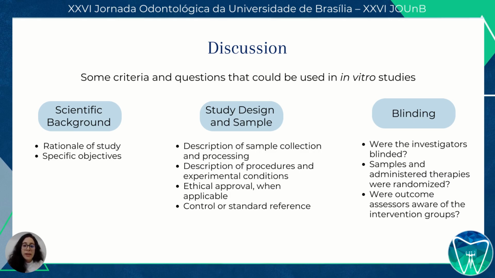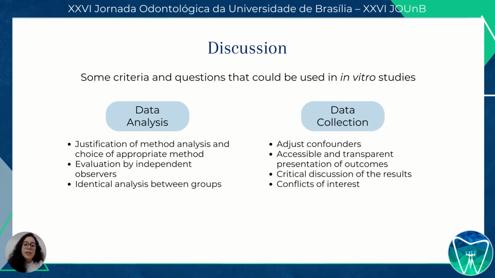Investigators can be blinded, and samples can be randomized. It's also important to make analysis between groups, present the justification of method analysis, and evaluation by independent observers. About the data collected, confounders need to be adjusted, the outcomes need to be accessible, the results need a critical discussion, and the conflicts of interest declared.